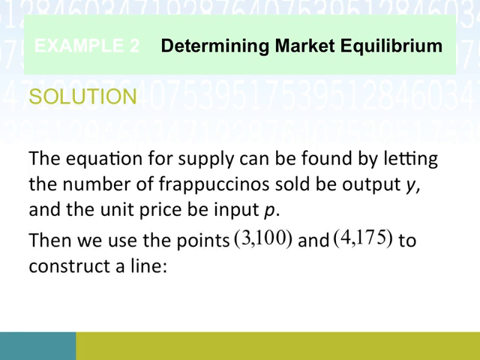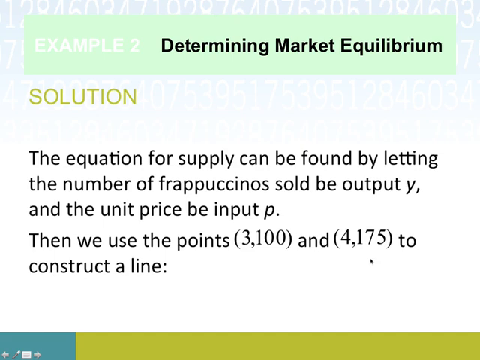Okay, so what we're given in the original question amounts to these 2 points. We were told that at a selling price of 3, the coffee shop would be willing to supply 100 of them. If their price went up to 4, they'd be even more excited about that, and they would, for instance, increase their staffing such that they would be supplying 175 of these frappuccinos.